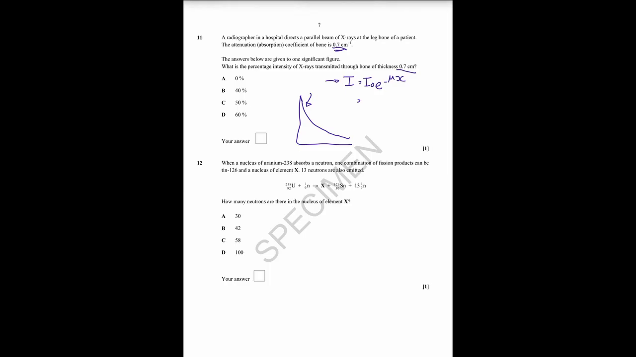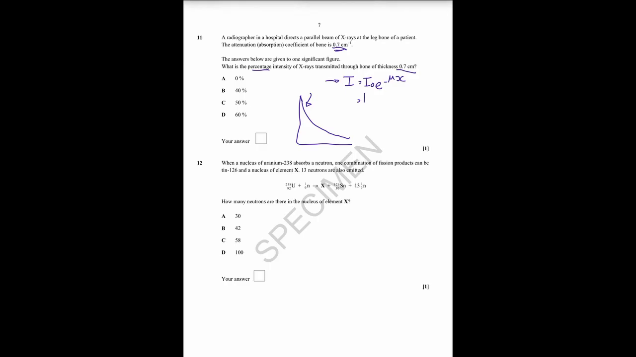But it's always nicer to understand things. Okay, so now I've just basically got to put the numbers in. It says, what's the percentage intensity? So what's my original intensity then? Well, if it's asking for percentage, my original is going to be 100, sorry. If it asks me for a fraction, the original is going to be 1.